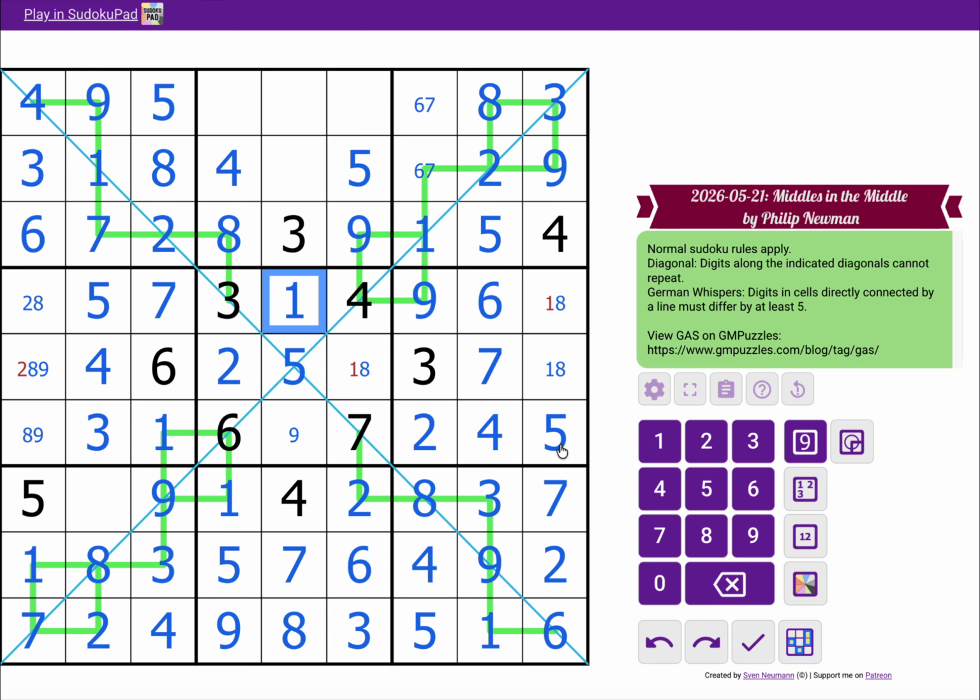This has to be the 1. This has to be the 8. This has to be the 9. This has to be the 8. This has to be the 1. This has to be the 9. This has to be the 8. This has to be the 2.